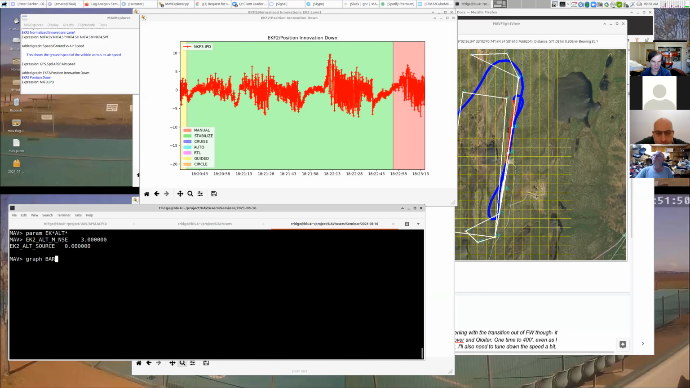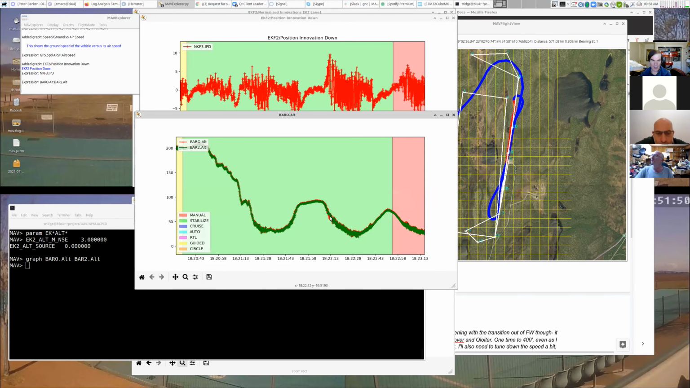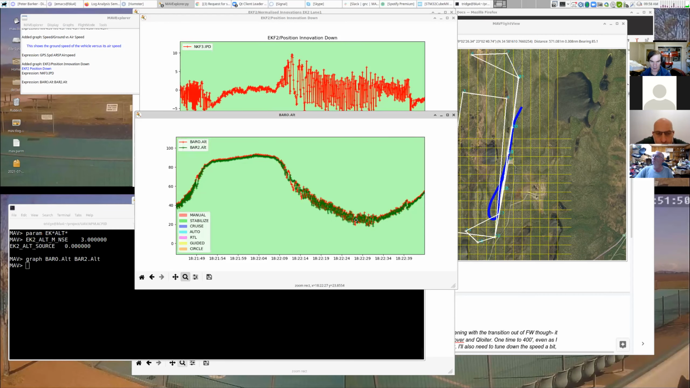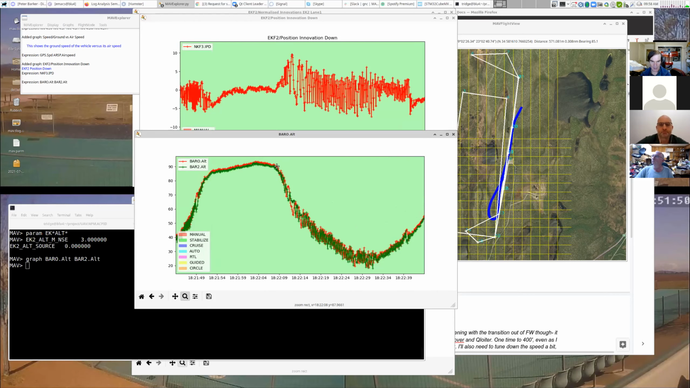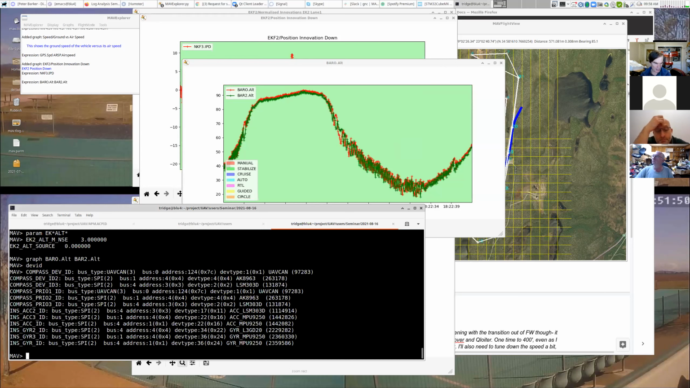Baro.alt, and because it's this old log, bar2.alt. What we can see is the two barometers are in fact in very good agreement here, and in fact have very, very similar noise. Okay, let's see what type of board this is.